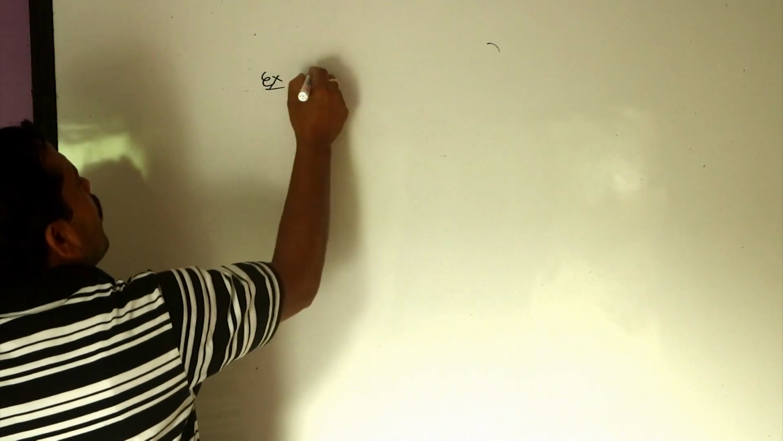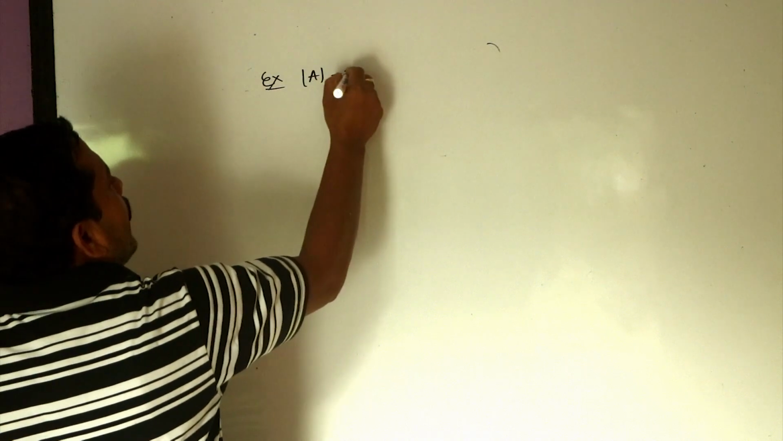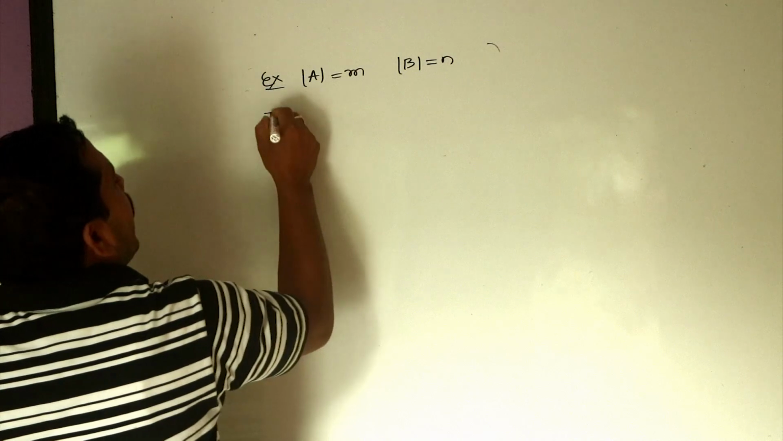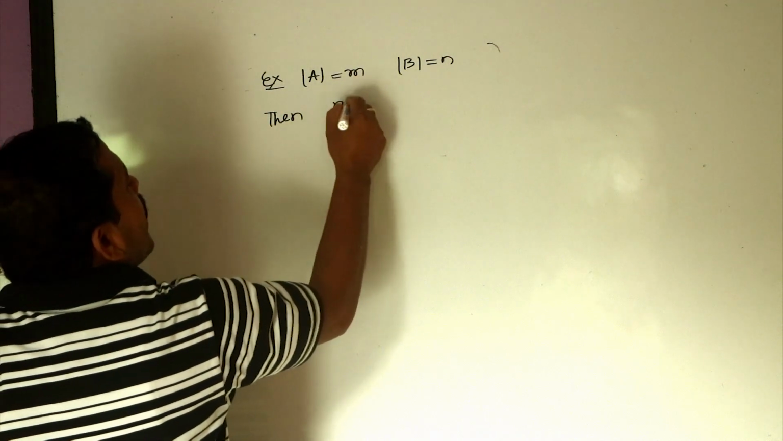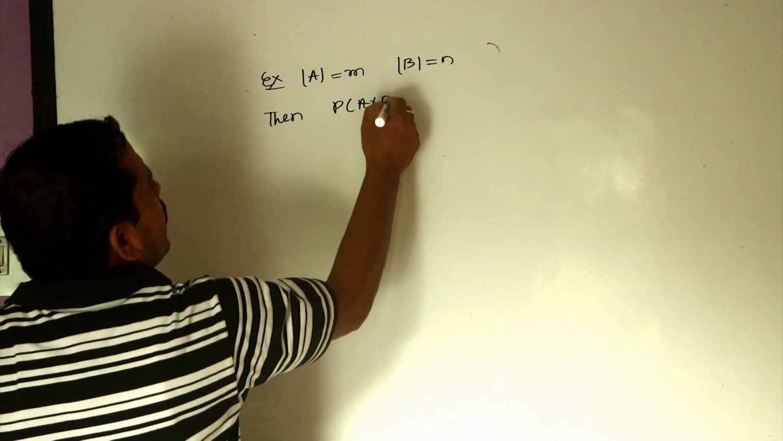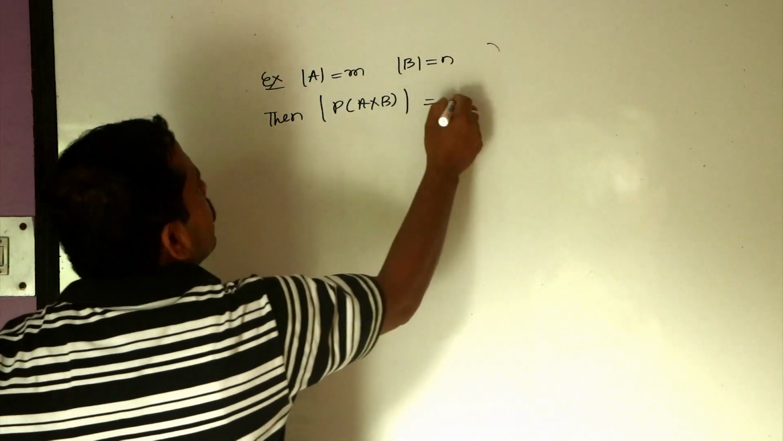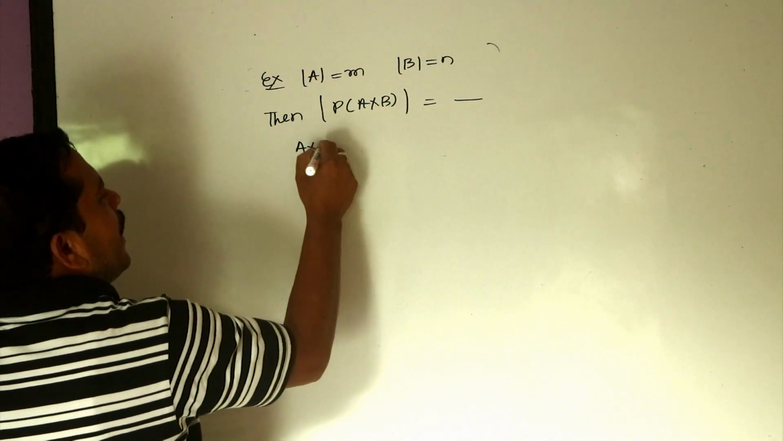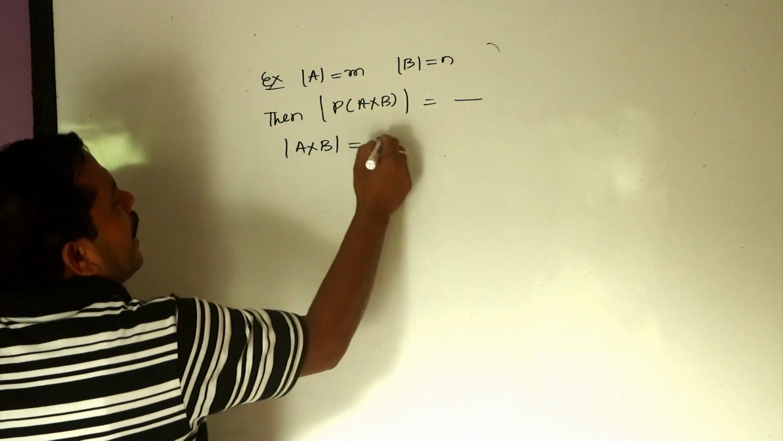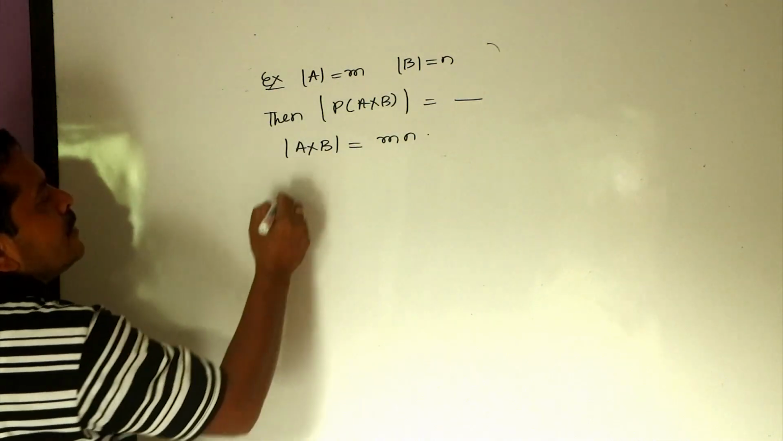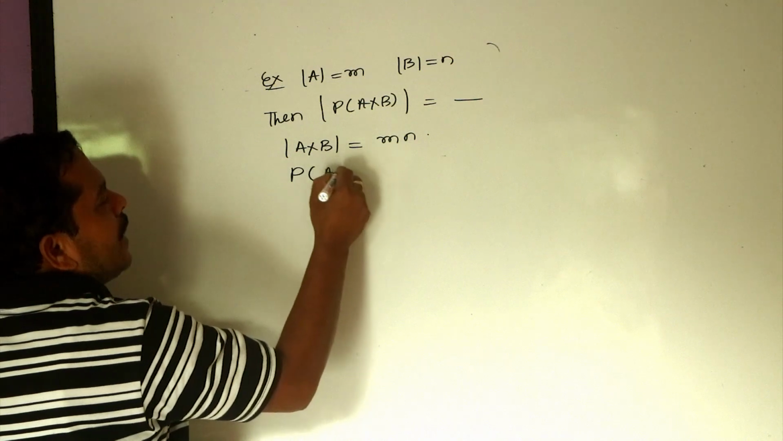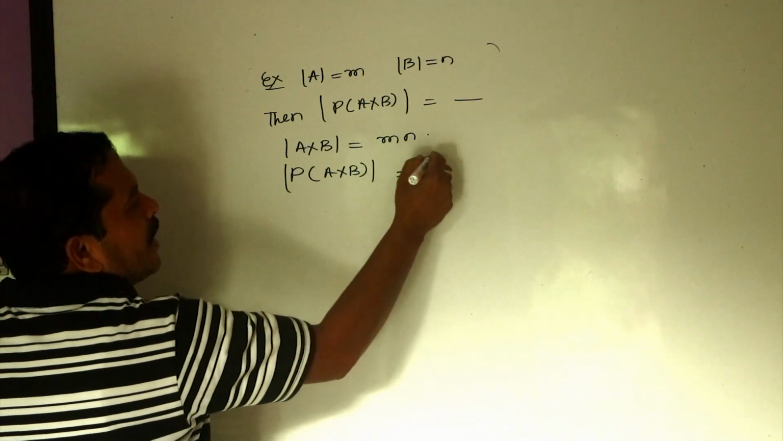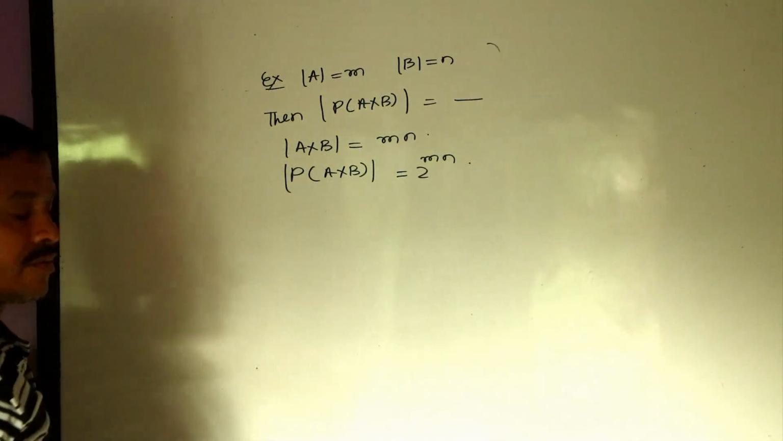If cardinality of A equals m and cardinality of B equals n, then cardinality of power set of A cross B equals dash. We know that cardinality of A cross B equals mn. Then cardinality of power set of A cross B equals 2 to the power mn. Very easy.